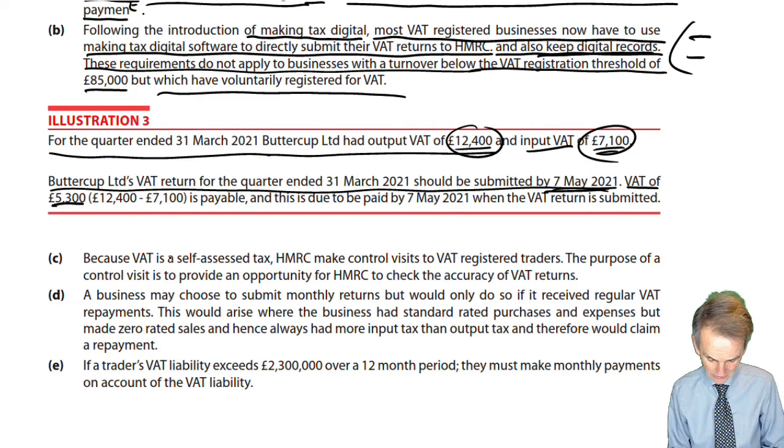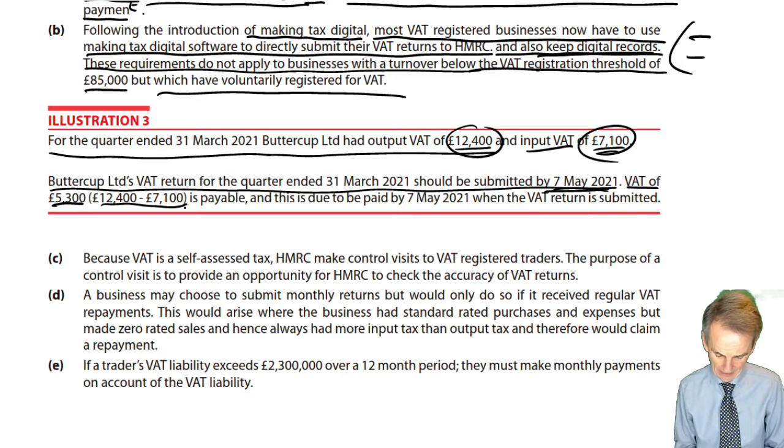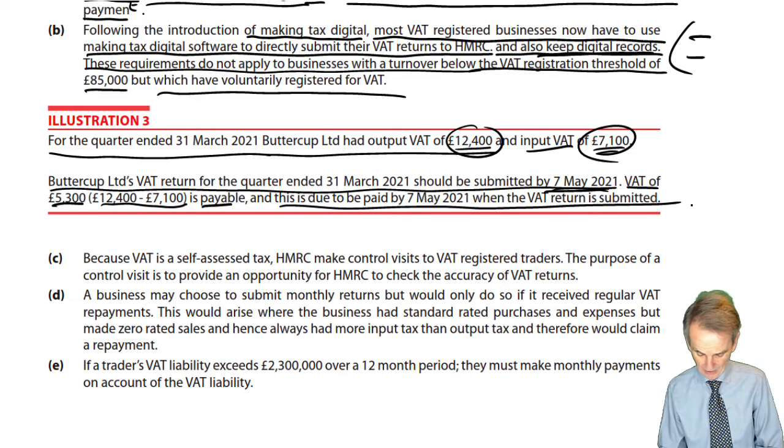VAT of £5,300. The excess of the output VAT over the input VAT is payable, and that's due to be paid as well by that 7th of May 21 date, when that VAT return must be submitted.